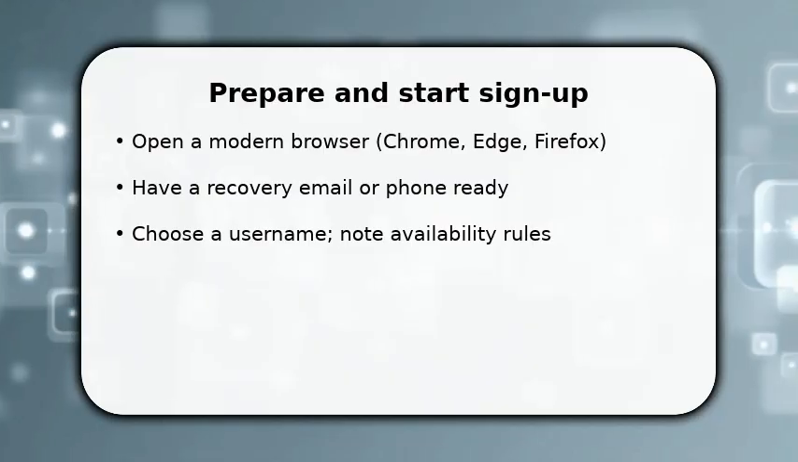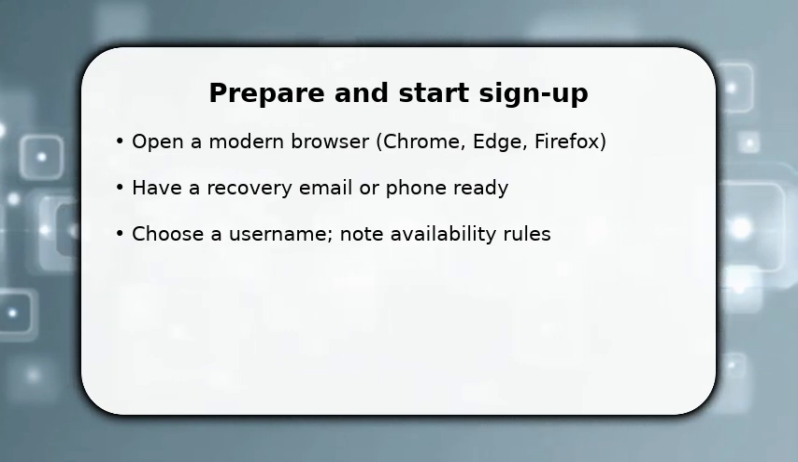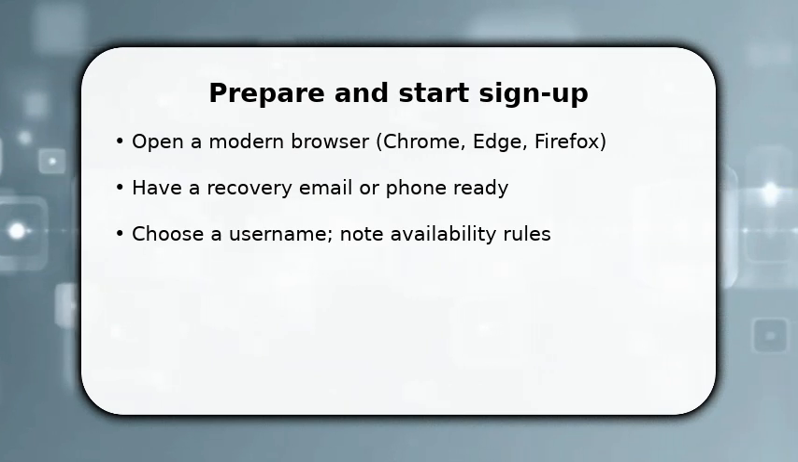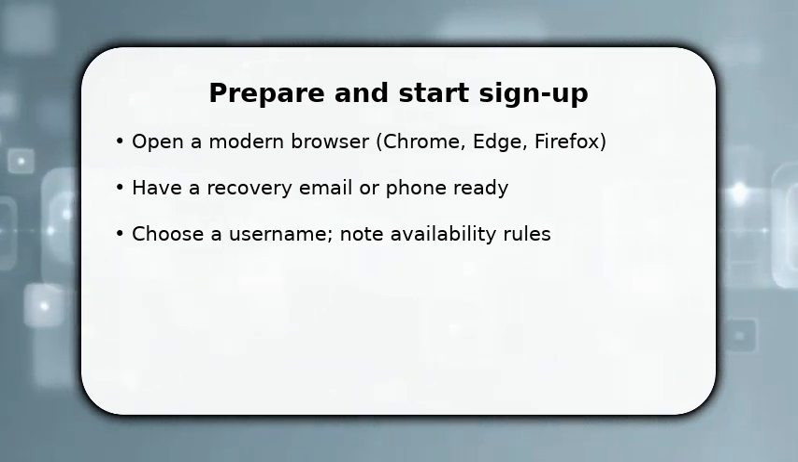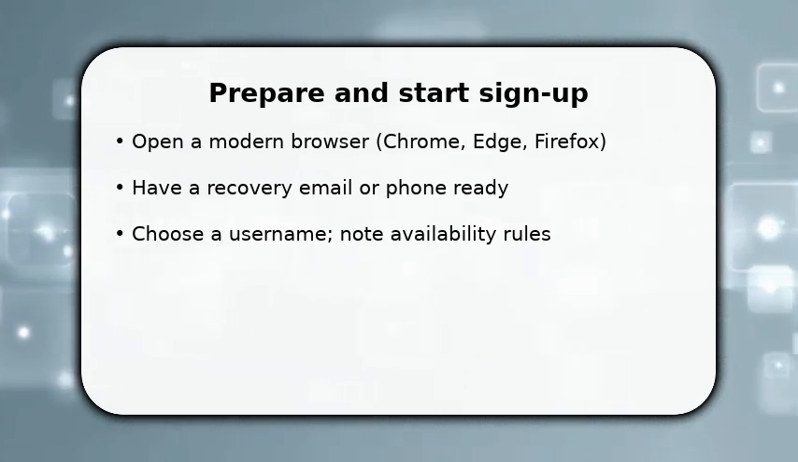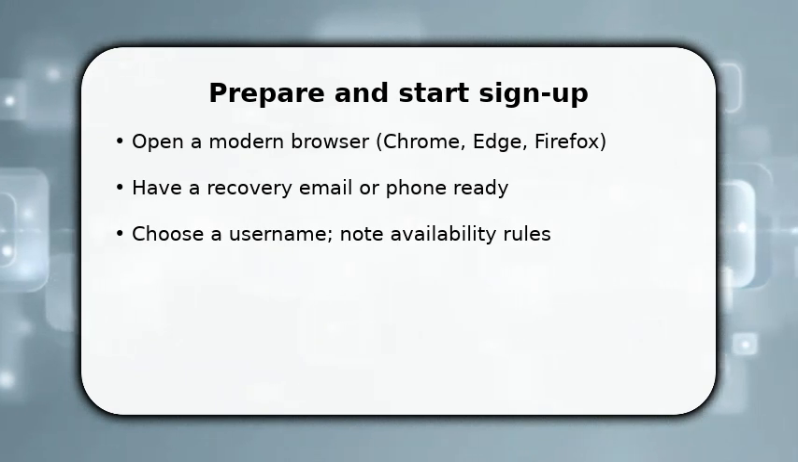Enjoy the video. You begin by opening your browser and navigating to Accounts.Google.com. You will pick Create Account and select For Myself. This choice matters for access and privacy. Enter your real name and then a username that fits Google's rules. Use letters, numbers, periods. Once done, create a strong password and confirm it.